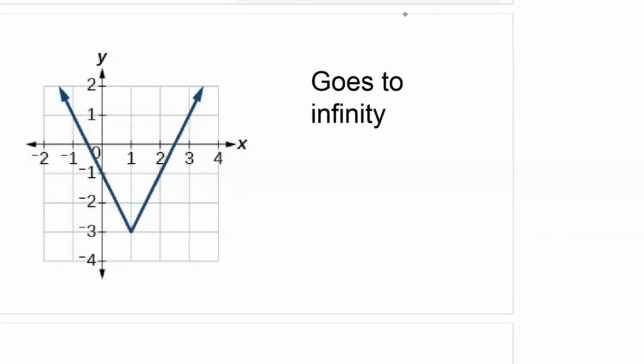Now I'm going to talk a little bit about end behavior. So end behavior is what is your graph doing at the ends? Pretty self-explanatory. So here, the ends have arrows. So your end behavior is going to infinity. Also, you can see that they are both going up. So your end behavior will be positive and going up to infinity.